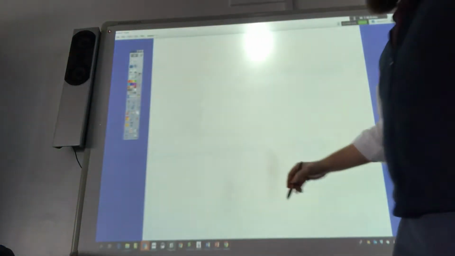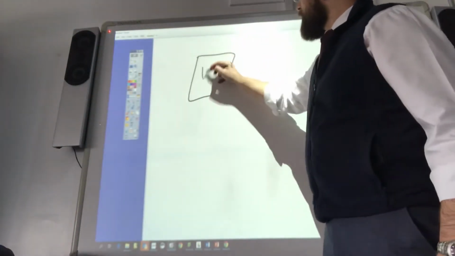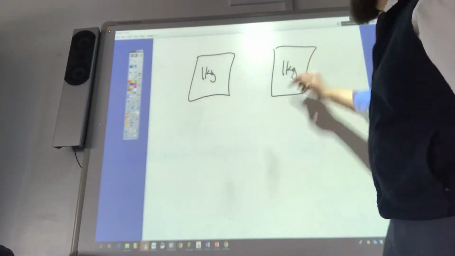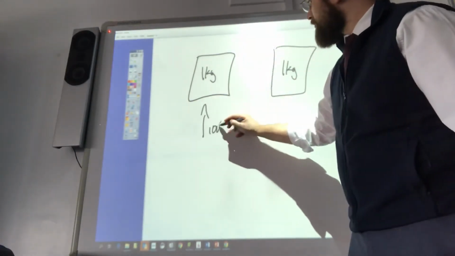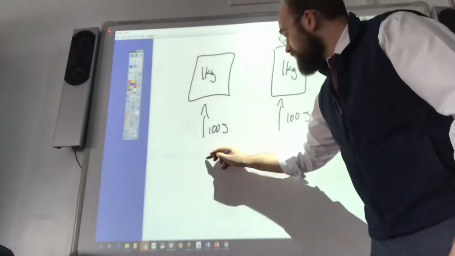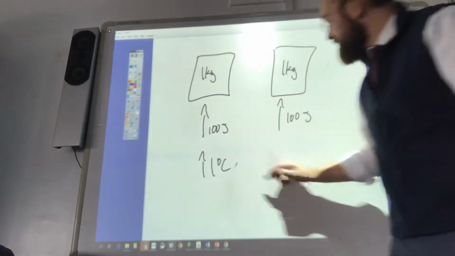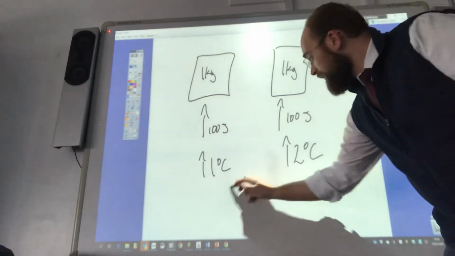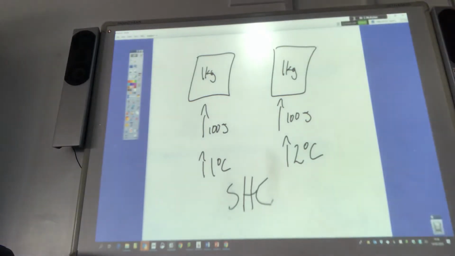Okay, if I have an object that has 1 kilogram of mass and I've got another object that is 1 kilogram of mass, I give them both 100 joules of energy. This one increases in temperature by 1 degree Celsius, this one increases in temperature by 2 degrees Celsius. Which one has got a smaller specific heat capacity?